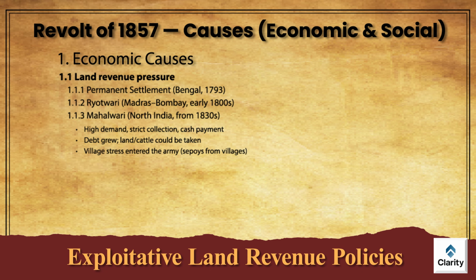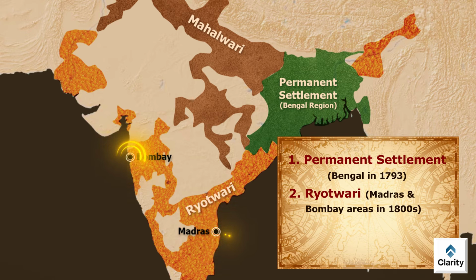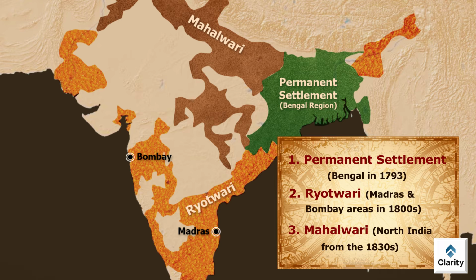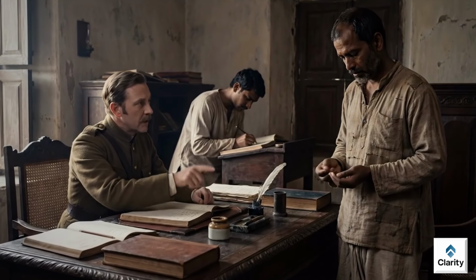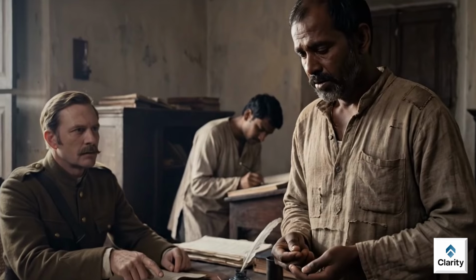The British used three big systems: permanent settlement in Bengal in 1793, Rayatwari in Madras and Bombay areas in the early 1800s, and Mahalwari in North India from the 1830s. Names were different, but the pressure was the same. Revenue demand was high, collection was strict, and payment had to be in cash and on time.